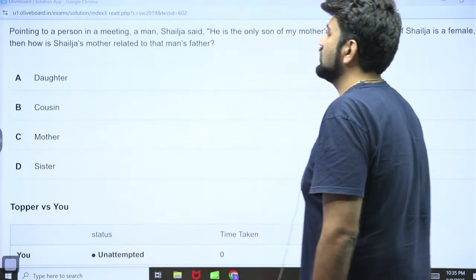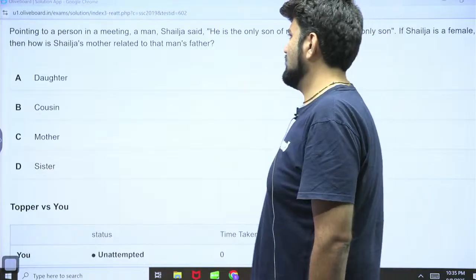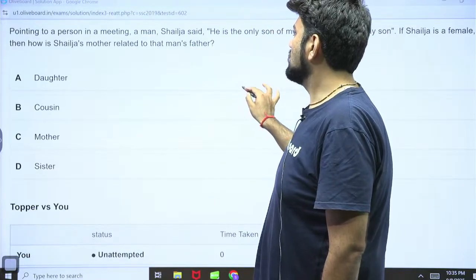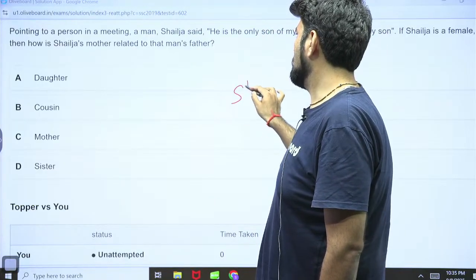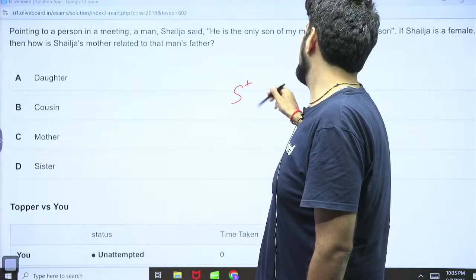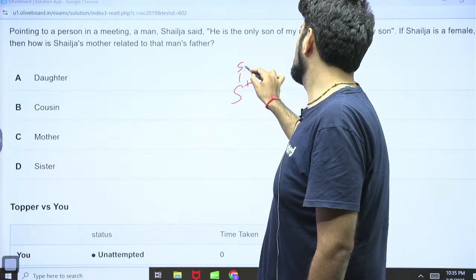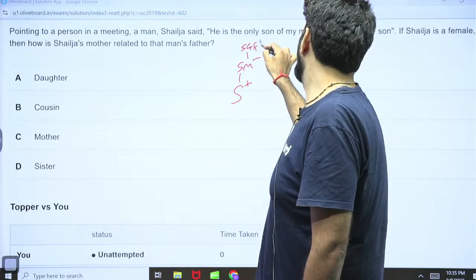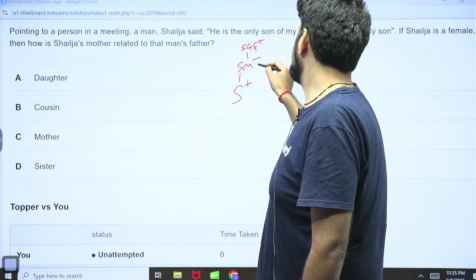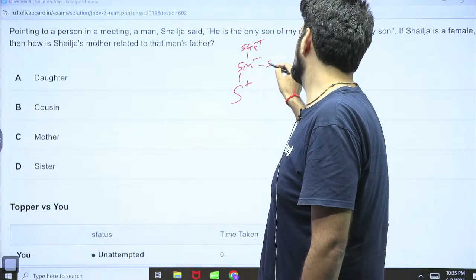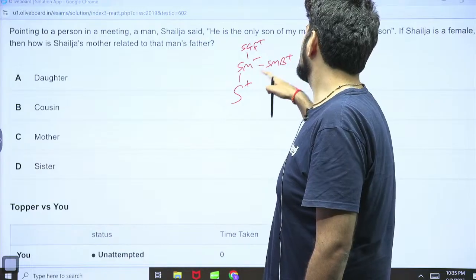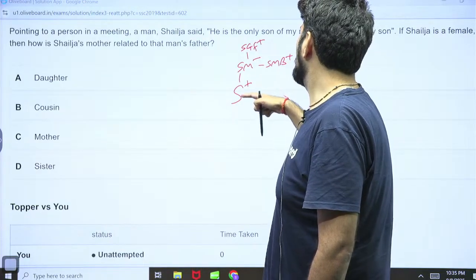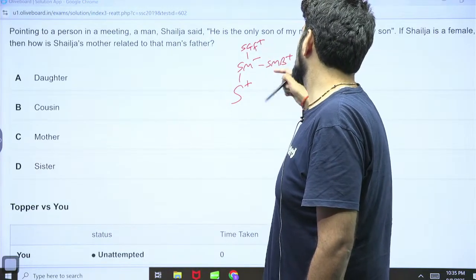Okay, pointing to a person in a meeting, a man Shailja said. So Shailja said, we'll start from Shailja. He's a man. He is the only son of my mother's father's only son. He is the only son of my mother's father's only son.